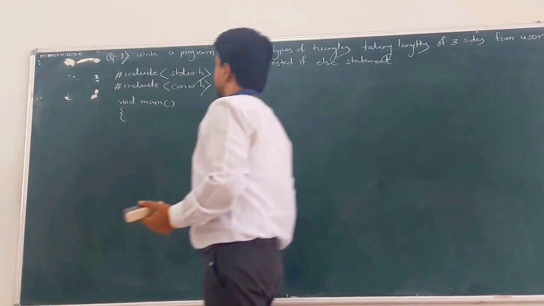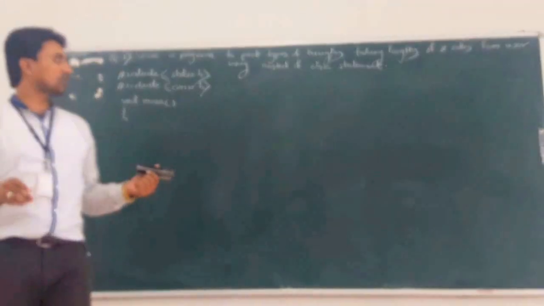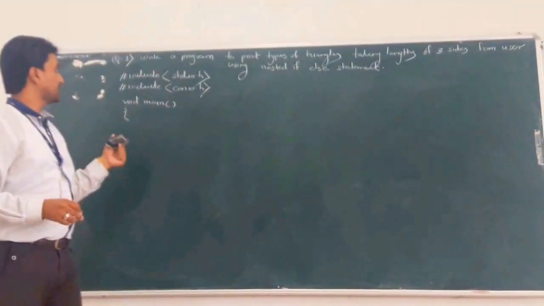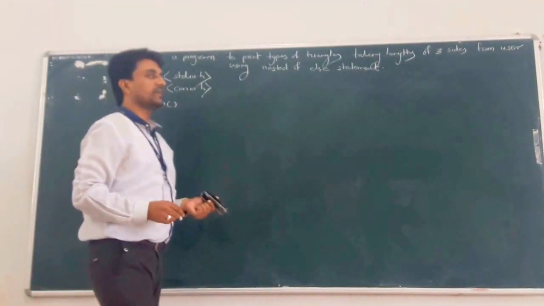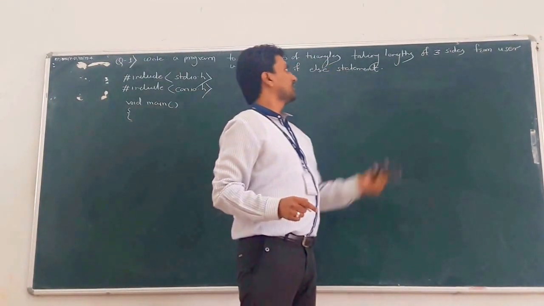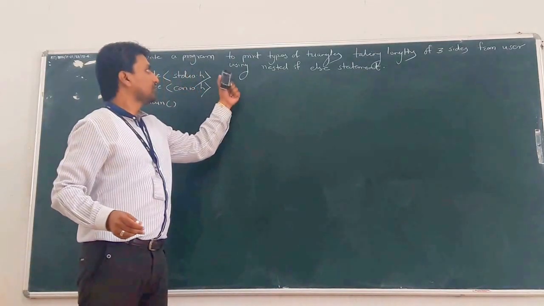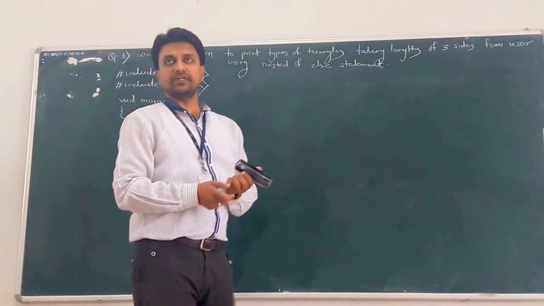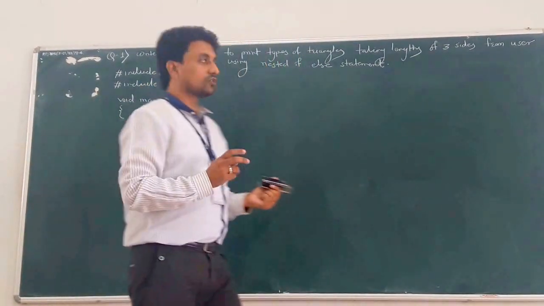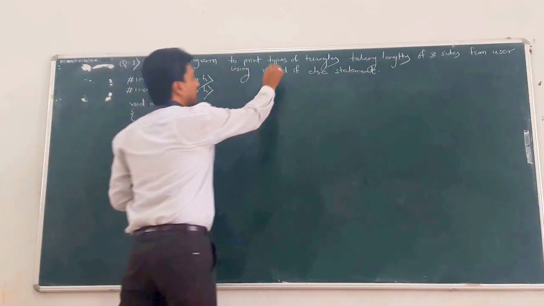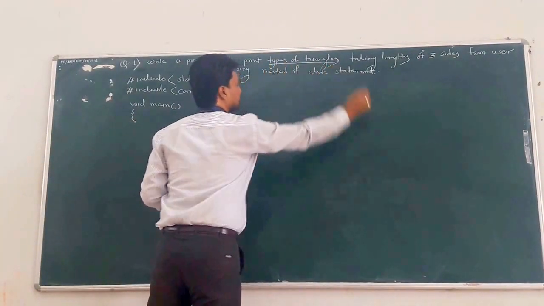Okay, let's start with the next problem statement based on if-else, nested if-else statement. The next problem statement is: write a program to print the type of triangle, taking the lengths of three sides from the user, using nested if-else statements. Clear? So we want to find the type of triangle.